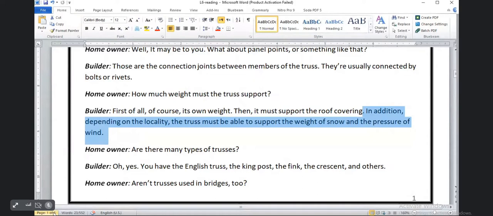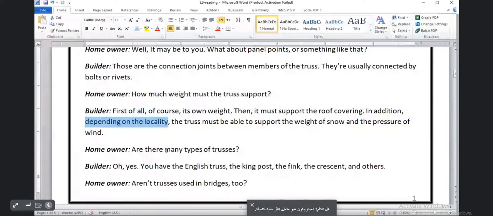And do we have snow in Iraq? Where do you have snow? Do we have snow in Baghdad or in the north of Iraq? Exactly. And that's why, Zahra, the builder is saying, depending on locality, on the word local. Locality, it's from local. So depending on the locality, the truss should be able to support the snow weight or the pressure of the wind.